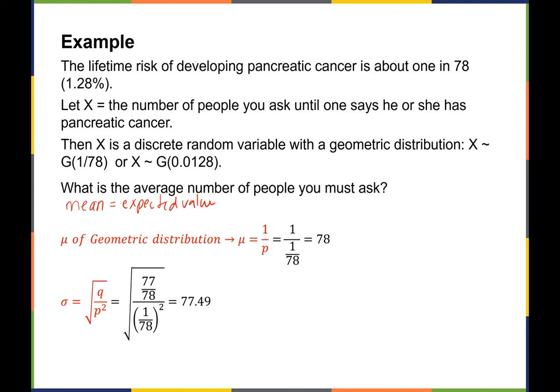And the standard deviation is equal to the square root of the probability of failure divided by the probability of success squared, because we always square root for standard deviation. Plugging that in, it would be 77 in 78 over 1 in 78 squared. Plug that all into your calculator, take the square root, and you get about 77.5. Just kind of an FYI, how do you calculate standard deviation for the geometric probability distribution? All right, that's it for this one.